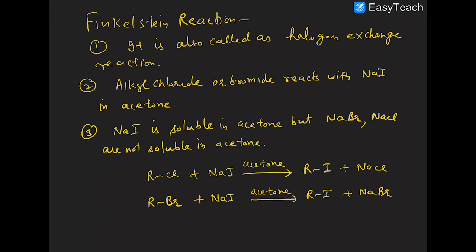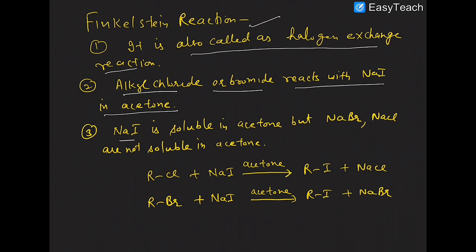So now we will discuss the Finkelstein reaction. It is also called the halogen exchange reaction. Alkyl chloride or bromide, when reacted with NaI in acetone, gives the corresponding alkyl iodide. NaI is soluble in acetone, while NaBr and NaCl are not soluble in acetone.